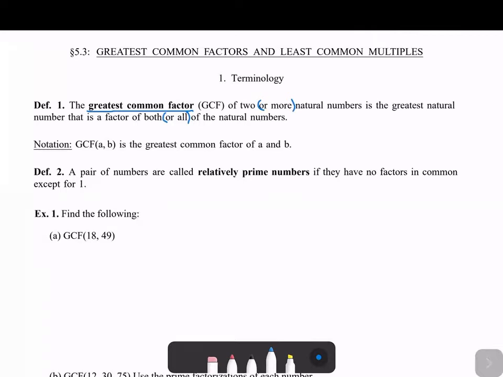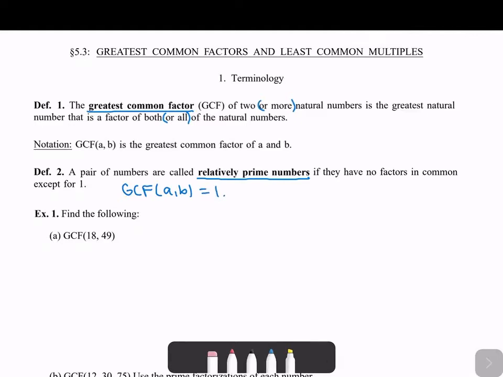And if two numbers have a GCF of 1, we call them relatively prime. So there's two ways to say what I just said. It's if they have no common factors except for 1. This is just the same thing as saying that the GCF of a and b is 1. That means that they're relatively prime numbers.